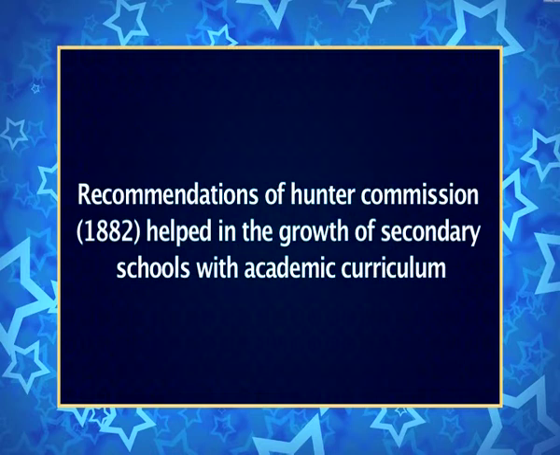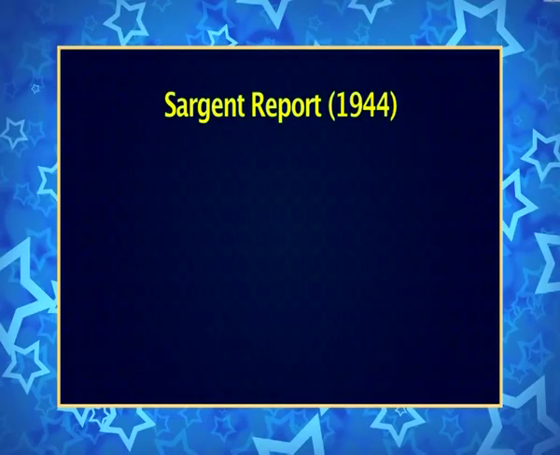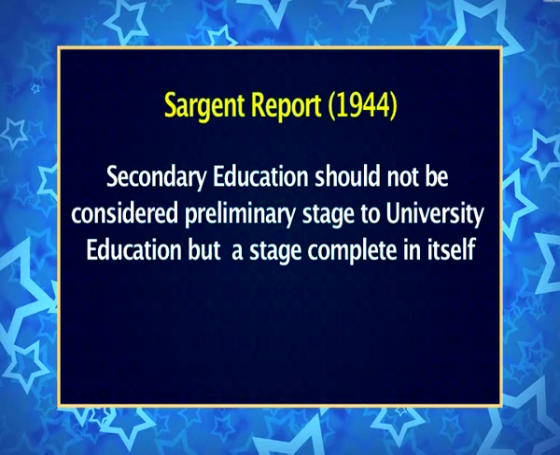The recommendations of the Hunter Commission in 1882 helped in the growth of secondary schools with an academic curriculum. The Sargent Report of 1944 recommended for the first time that secondary education should not be considered a preliminary stage to university education but a stage complete in itself.